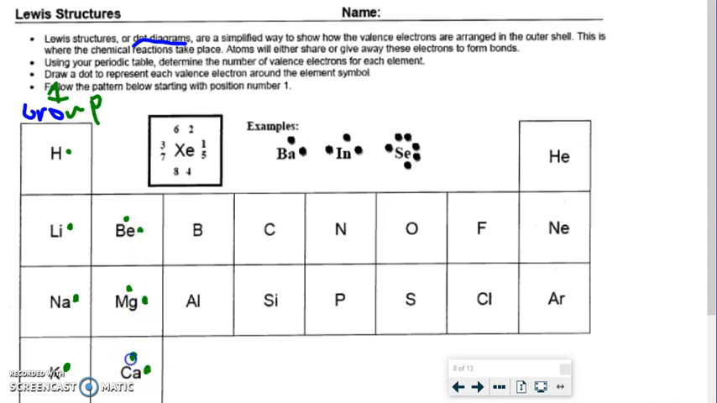Now you might be wondering, does it matter where I put the dots? Well, here's a little pattern that most teachers follow. In real life, Mrs. Wendt does not care what order you put the dots in. But if you'd like a pattern, here's one you can follow.